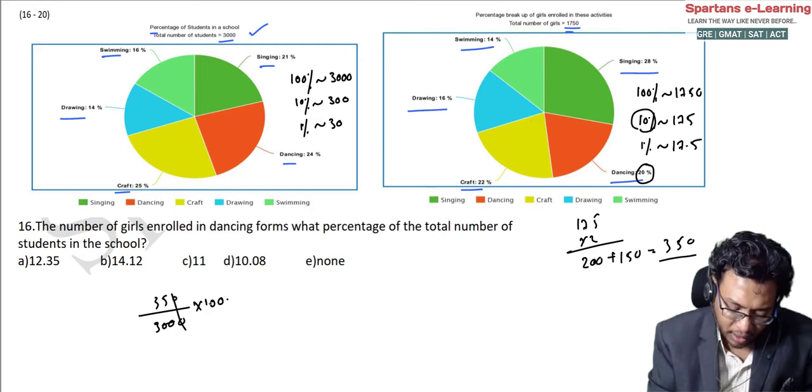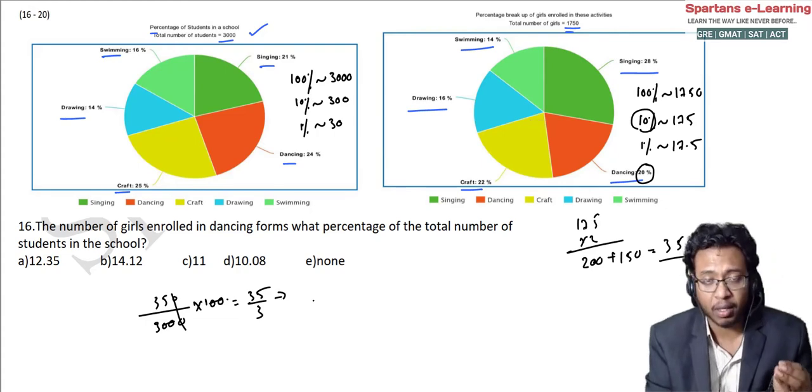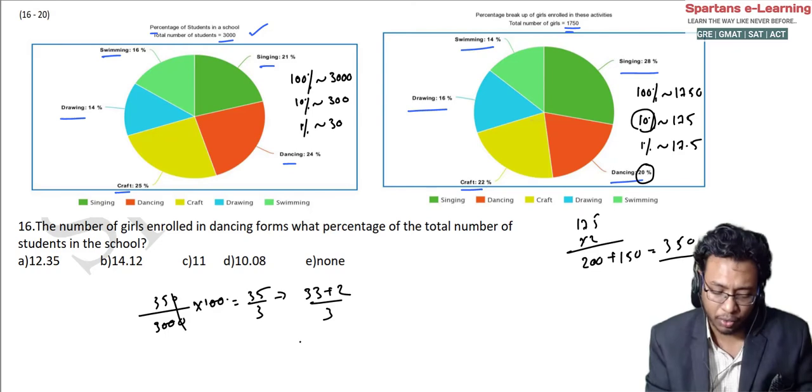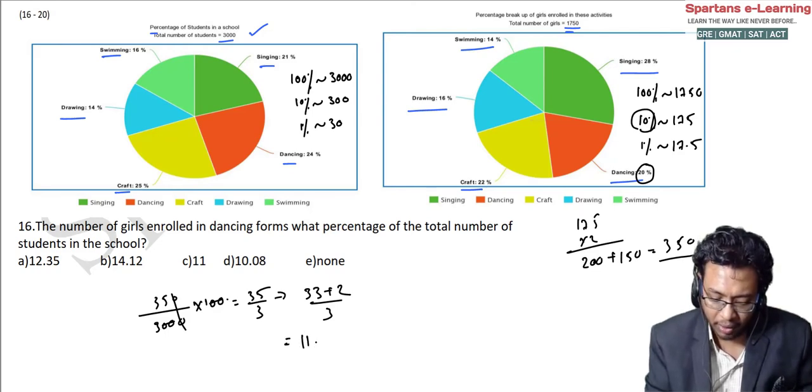This and this cancel, this and this cancel, it will be 35 by 3. 35 by 3 again can be written as 33 plus 2 by 3, right? 33 plus 2 by 3. 33 is nothing but 11 plus 2 by 3.